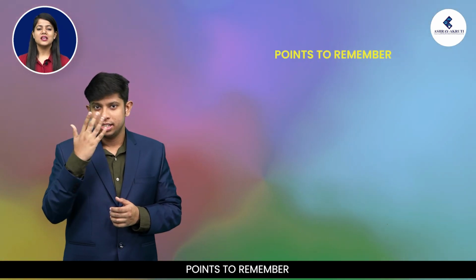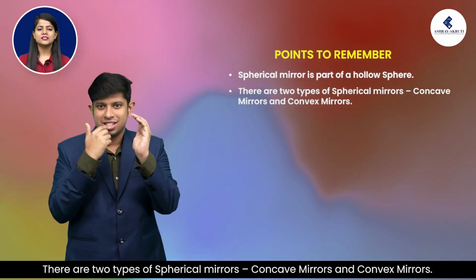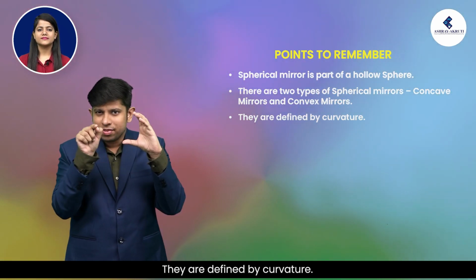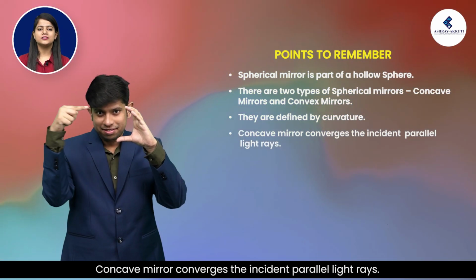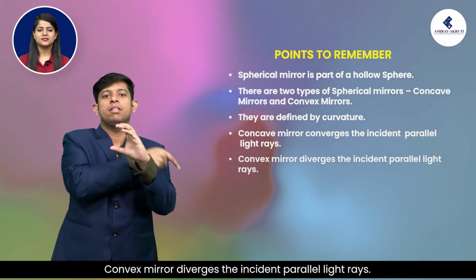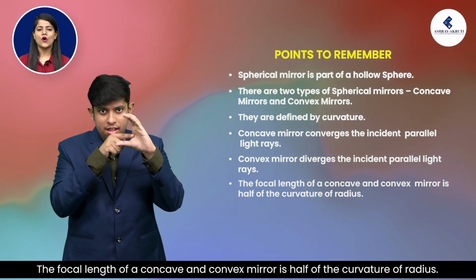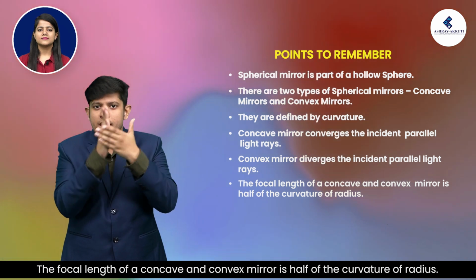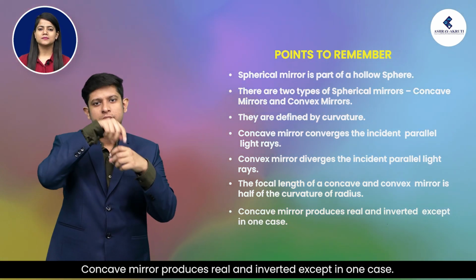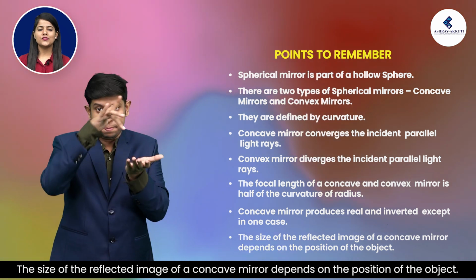Points to remember: a spherical mirror is a part of a hollow sphere. There are two types of spherical mirrors: concave mirrors and convex mirrors. They are defined by curvature. A concave mirror converges the incident parallel light rays. A convex mirror diverges the incident parallel light rays. The focal length of a concave and convex mirror is half of the radius of curvature. A concave mirror produces a real and inverted image in some cases. The size of the reflected image of a concave mirror depends on the position of the object.